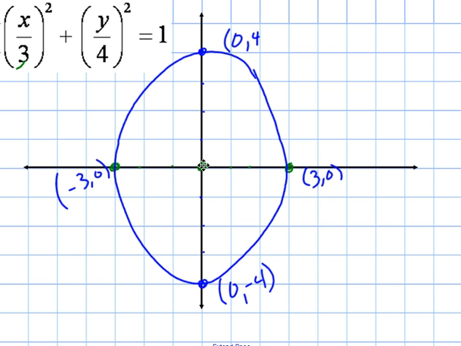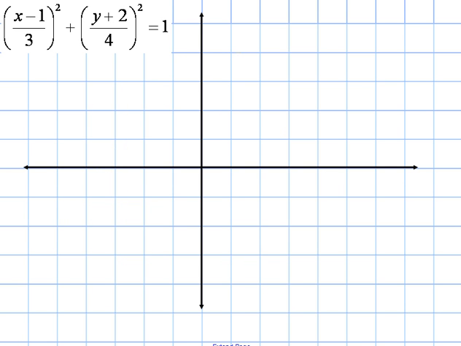All right, let's try one more. This one's shifted. So my center is 1, negative 2. Remember, they switch signs. I start there, so 1, negative 2, and I put a dot. This is my x-axis, so I go 3: 1, 2, 3. Again, 1, 2, 3. Put a dot. Both directions, right and left.